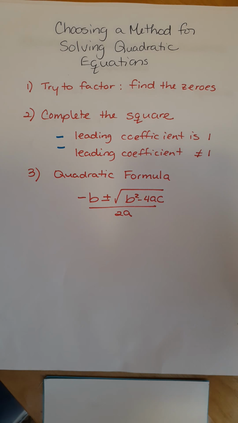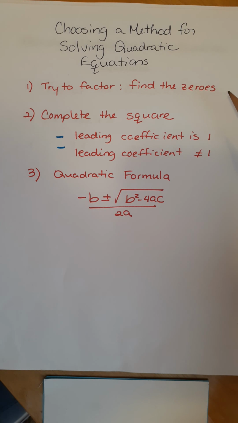Now, usually how people use this is they try to factor, and if it's giving them a hard time, then they either go to completing the square or using the quadratic formula. There's no exact way to do this. You don't have to go step 1, try step 2, and then go to step 3. You can go step 1 and 3 if you're more comfortable. There's always pluses and minuses, positives and negatives, right?